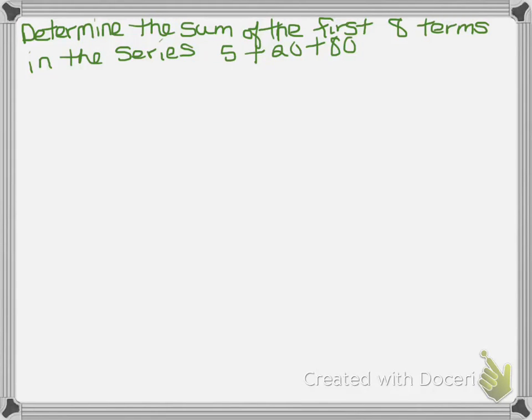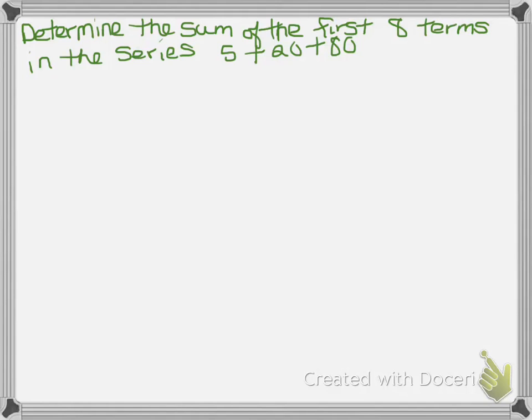Alright, so in this video on geometric series, we are going to look at an example of how to determine the sum of a series given the first few terms. So the question is, determine the sum of the first 8 terms in the series, 5 plus 20 plus 80, and so on. Alright, so the first thing we want to do is just do a quick check, make sure that it is a geometric series, which means that it has to have a common ratio.